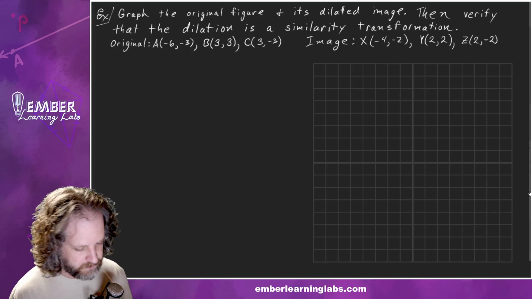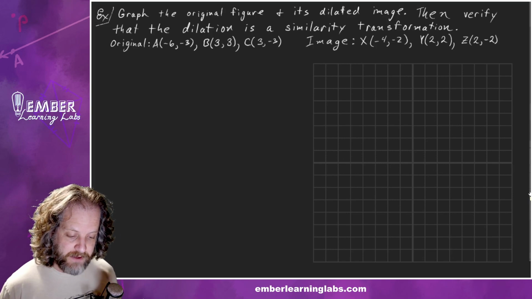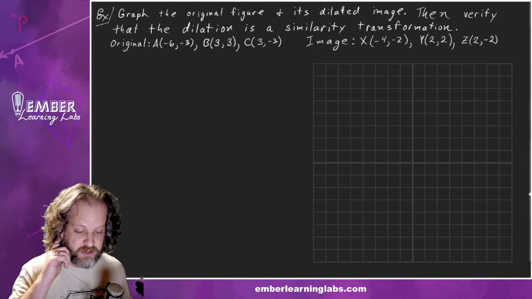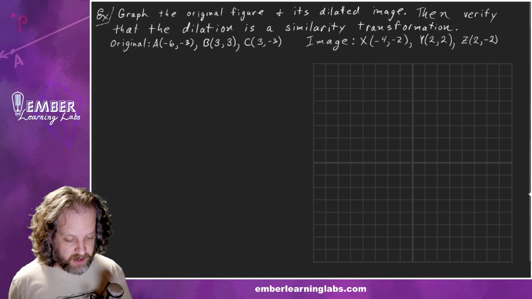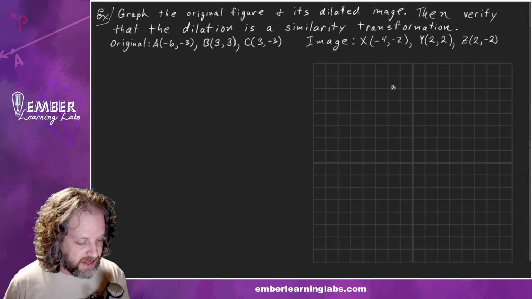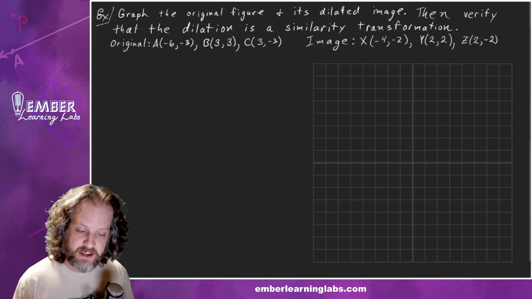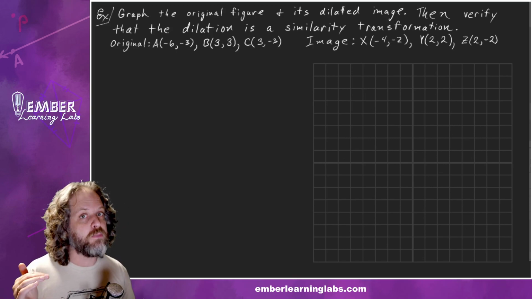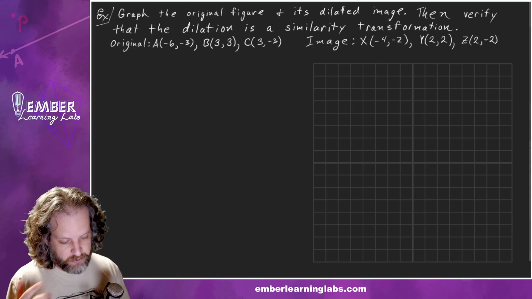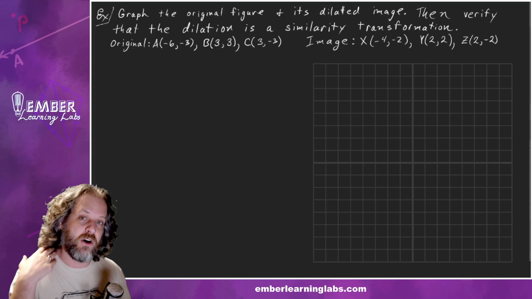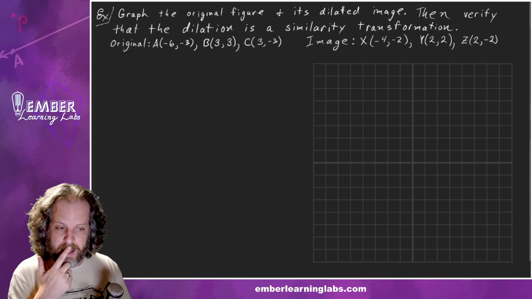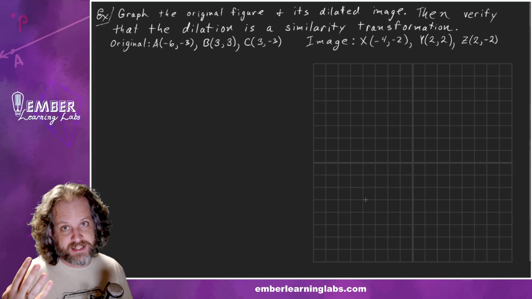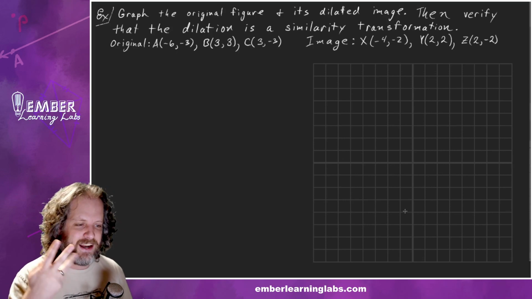Let's do something else. So we're going to graph the original figure and the dilated image, then verify that the dilation is a similarity transformation. So this is when we are verifying that dilation is a similarity transformation. What are we checking for? We're going to do this in a minute, but we're checking for whether the sides are proportional, right? They have to be proportional. And so for that, or the angles are equal. And so we can do this with either angle, or side angle side, or side side. I don't know how to count, apparently.